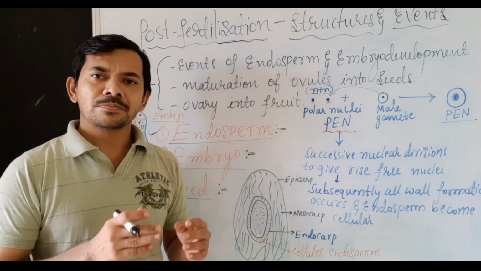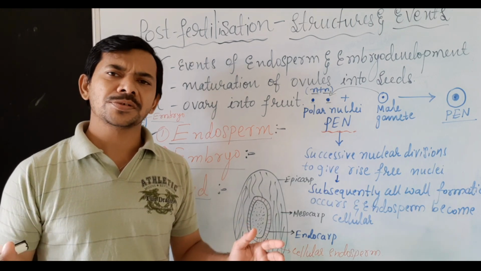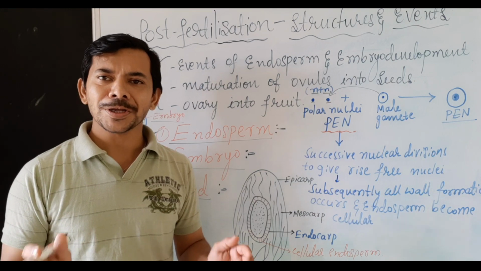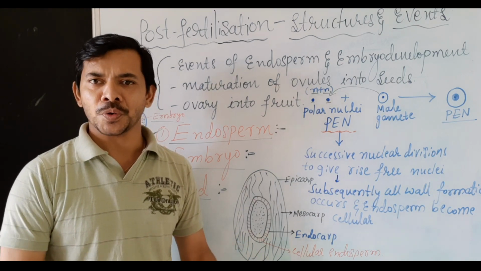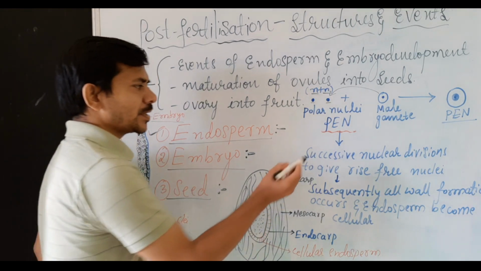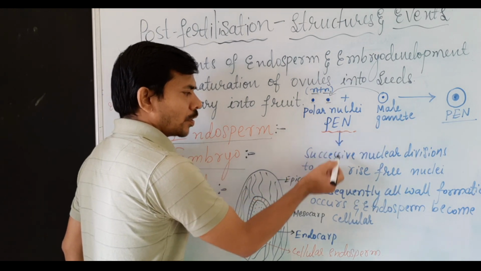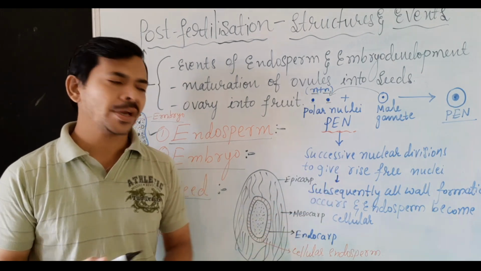Primary endosperm tissue consists of abundant reserve food material, and this reserve food material is used for the developing embryo. Let us discuss that once the primary endosperm nucleus is formed, it undergoes successive nuclear divisions to give rise to free nuclei.